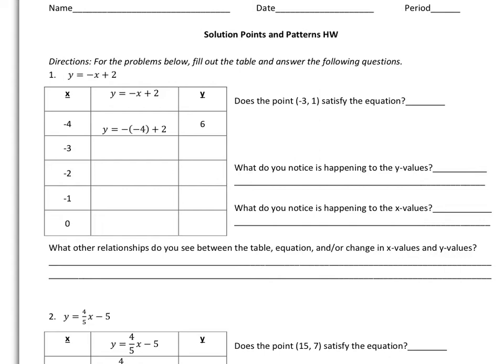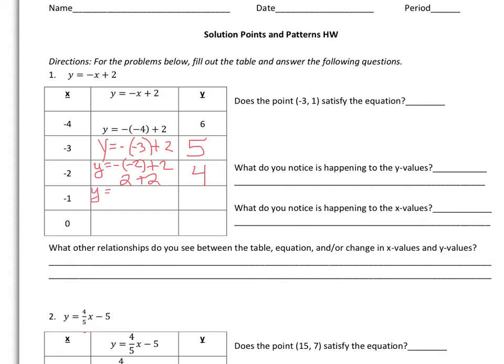So for our second one, we are going to take y equals negative negative 3 plus 2. Two negatives make a positive, so we're really looking at something like 3 plus 2, which is 5. Now I'm going to plug in a negative 2, so it'll be y equals negative negative 2 plus 2. Two negatives make a positive, so it's 2 plus 2, which equals 4. Then we're going to continue.